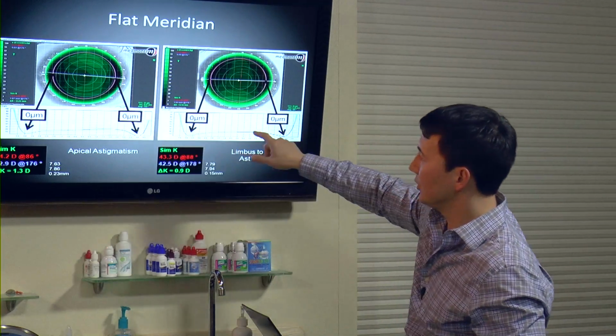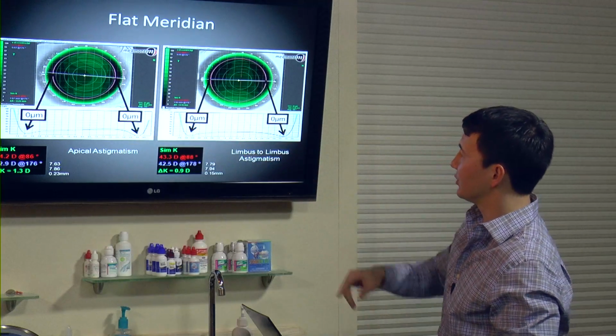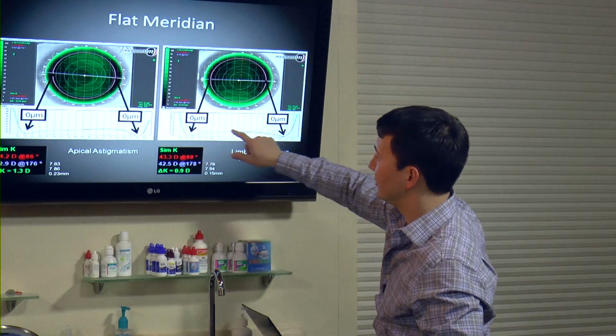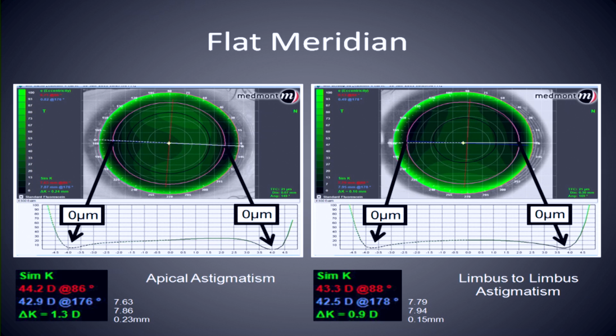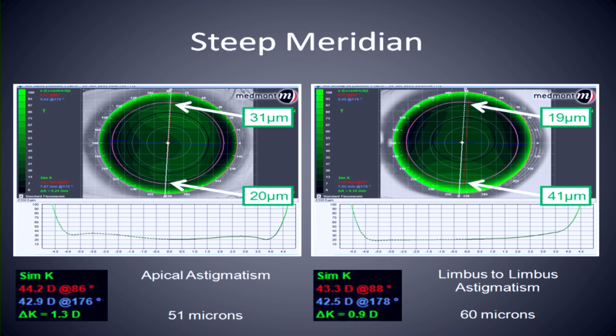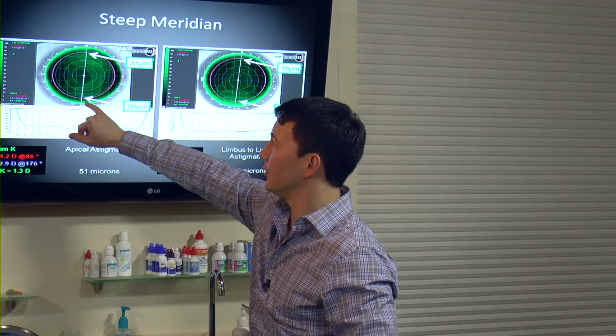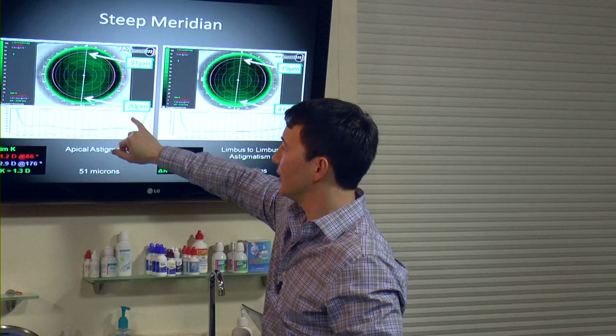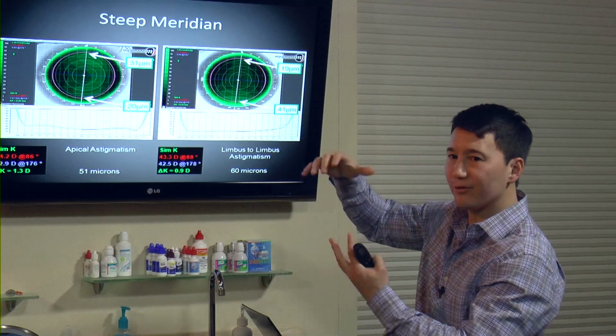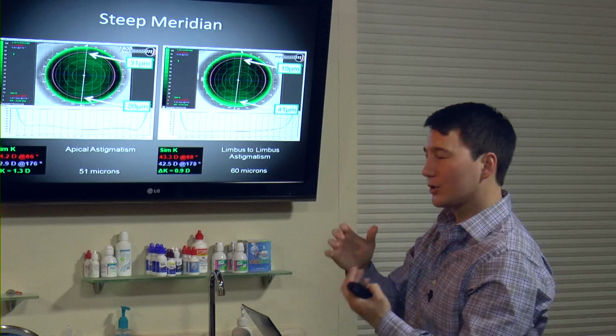Now notice on both the apical astigmatism and the limbus-to-limbus astigmatism, you've got the same profile of fluid underneath the contact lens. So nothing exciting there. The two eyes are identical, and that's because they have almost the same flat K. So we put on the appropriate lens, it's going to look the same in the horizontal. Let's take our axis line to the vertical and look at the fluid underneath the vertical meridian. When I click my cursor at the optic zone junction, we're 31 microns heading north, 20 microns heading south, 51 microns of total fluid underneath that lens at 12 and 6 o'clock.